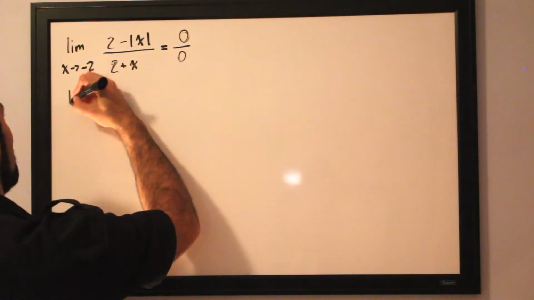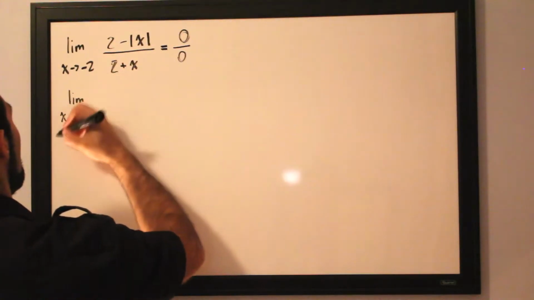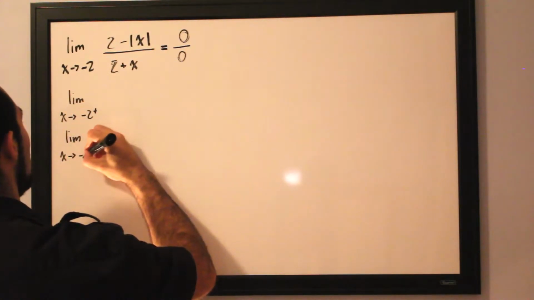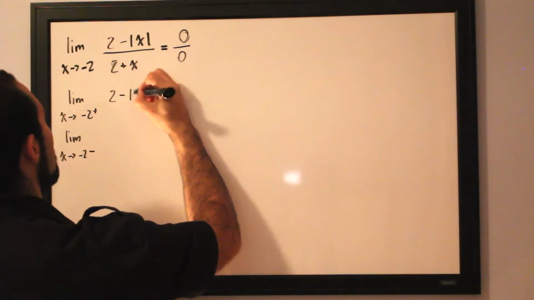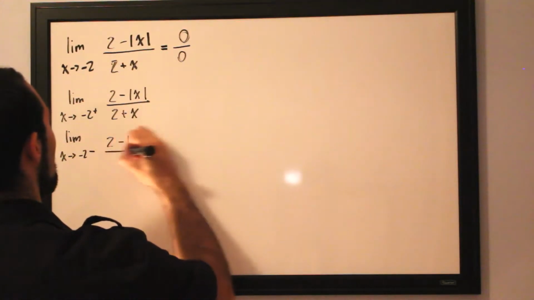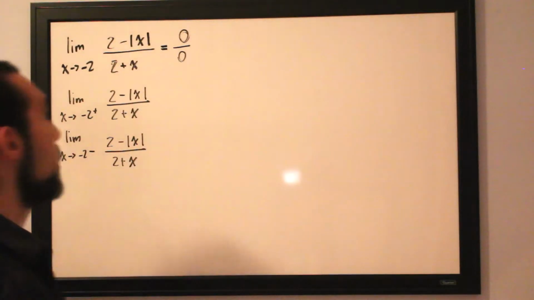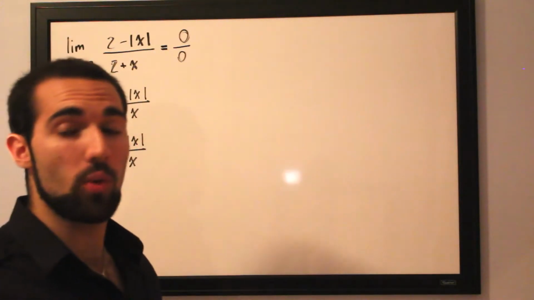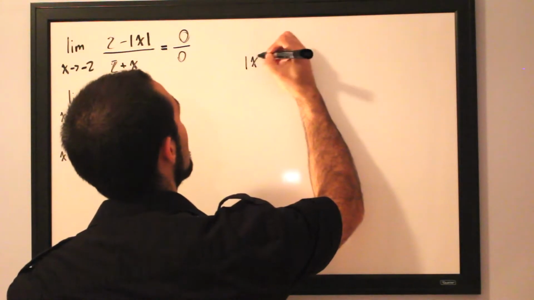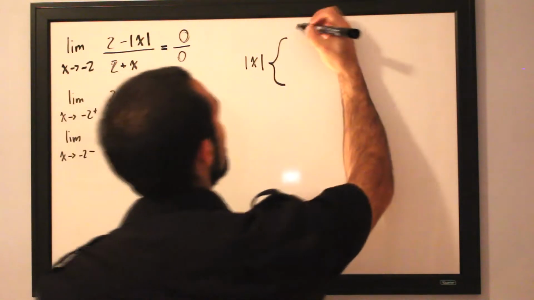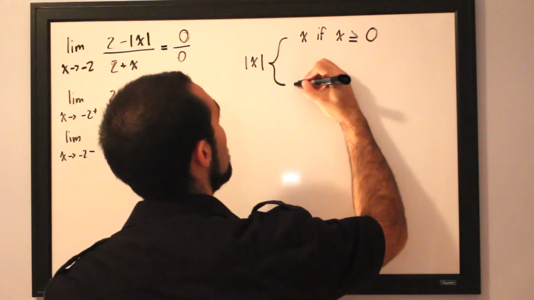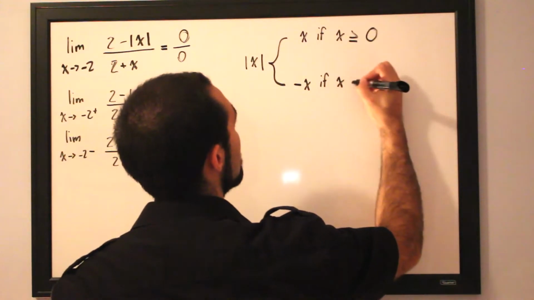So we want to evaluate this limit from the right and from the left. So the limit as x approaches negative 2 from the right and from the left of 2 minus the absolute value of x over 2 plus x. Now I want to redirect your attention to this absolute value function for a moment. The absolute value of x can simply be split up into positive x if x is greater than or equal to 0, and negative x if x is less than 0.